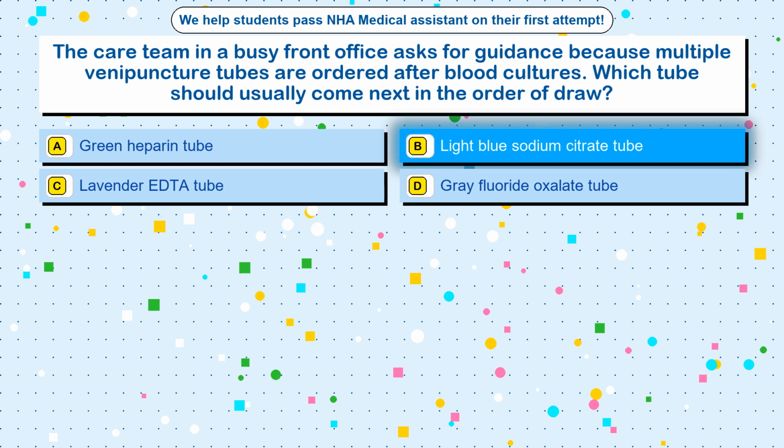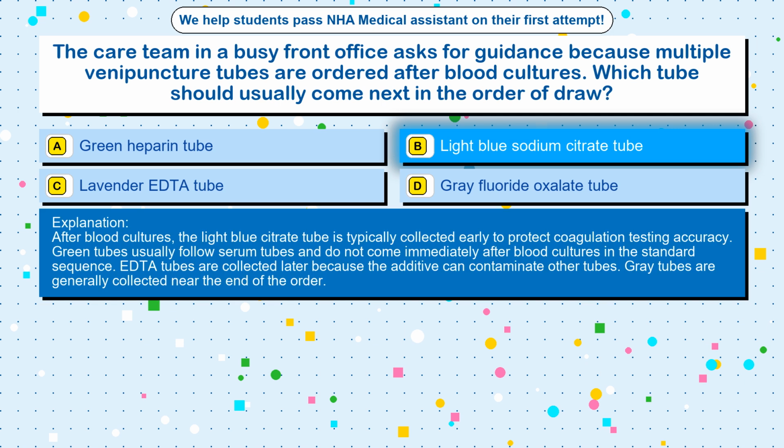The correct answer is option B. Light blue sodium citrate tube. After blood cultures, the light blue citrate tube is typically collected early to protect coagulation testing accuracy. Green tubes usually follow serum tubes and do not come immediately after blood cultures in the standard sequence. EDTA tubes are collected later because the additive can contaminate other tubes. Gray tubes are generally collected near the end of the order.